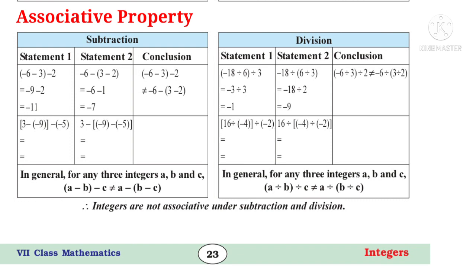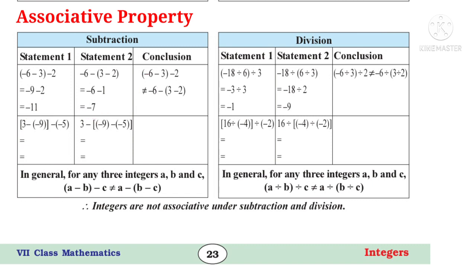Now in statement 1, minus 6 minus 3 becomes minus 9, and minus 2 equals minus 11. In statement 2, minus 6 minus of 3 minus 2: 3 minus 2 becomes 1. So minus 6 minus 1 equals minus 7. Here minus 11 and minus 7 are not equal. So in conclusion we can say that (minus 6 minus 3) minus 2 is not equal to minus 6 minus (3 minus 2).